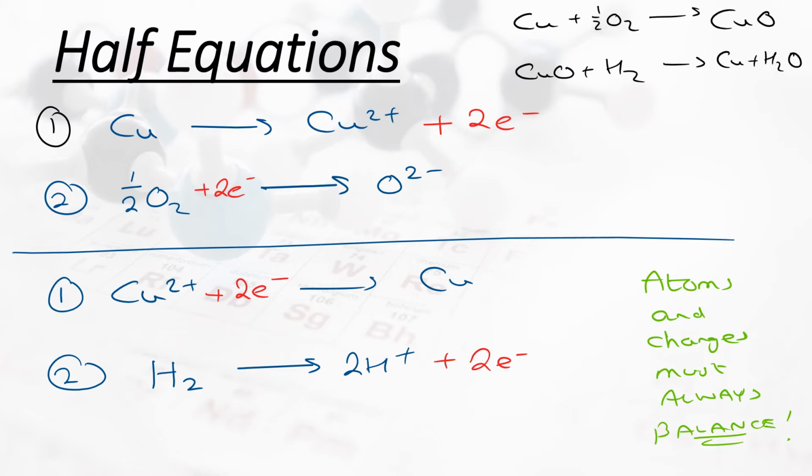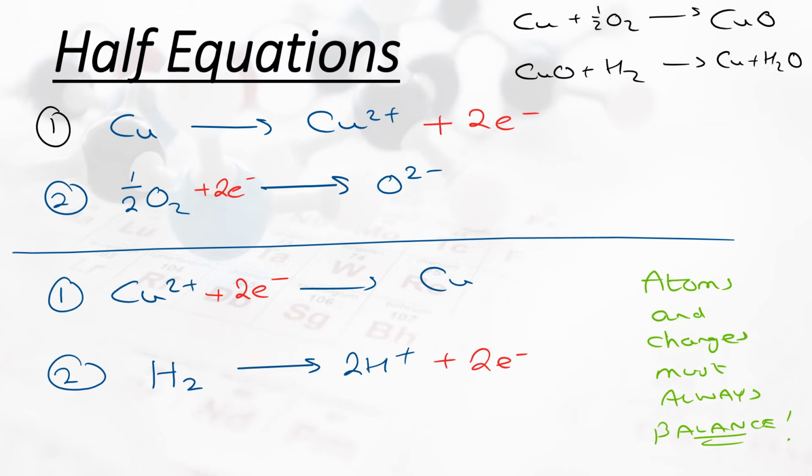And so essentially, we're going to take the partner that is oxidized, write an equation for that, and the partner that is reduced, and write an equation for that. So in the first example, we had copper plus a half oxygen to copper oxide, and we said that the copper had been oxidized because it had lost 2 electrons to become copper 2 plus, and that our oxygen had been reduced because it gained 2 electrons to become O2 minus. And so we can write 2 half equations for this.